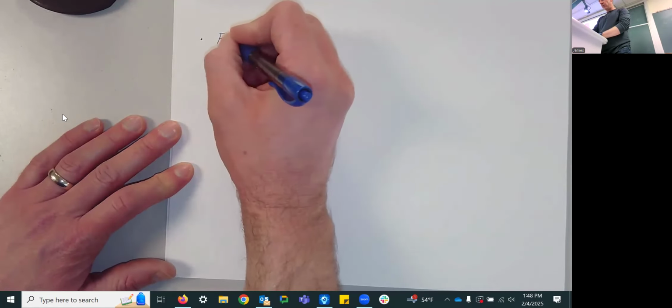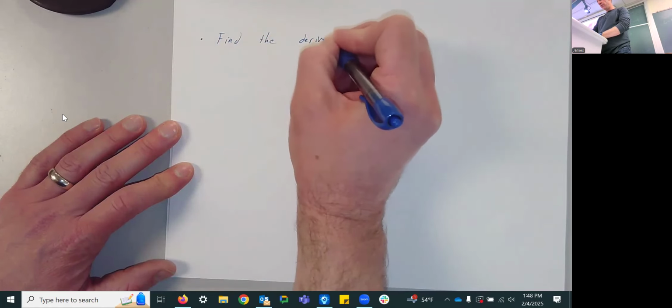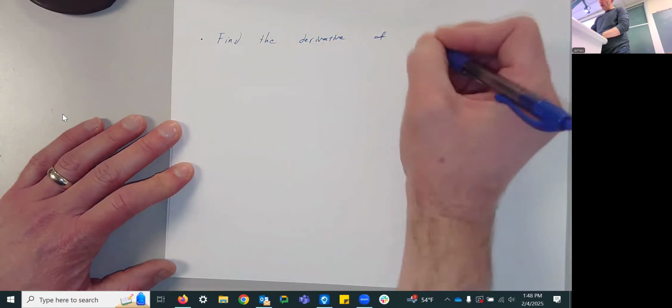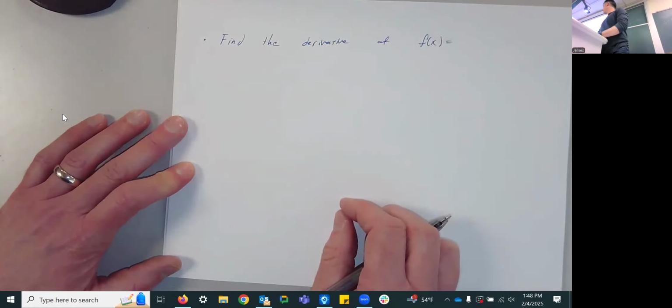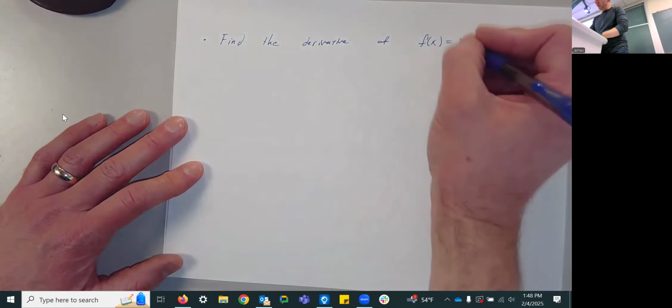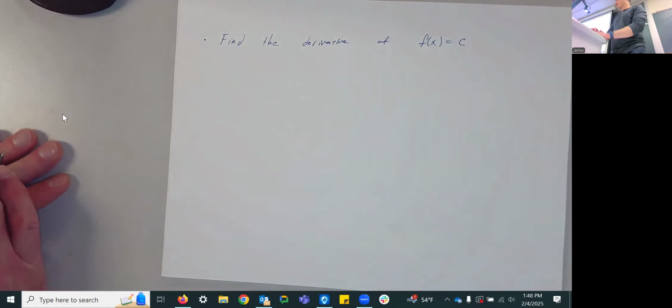So we want to find some derivatives. We want to find the derivative of f of x equal to, we'll go full, f of x equal to a constant. So we're going to build up the power rule here in about 3 or 4 examples.